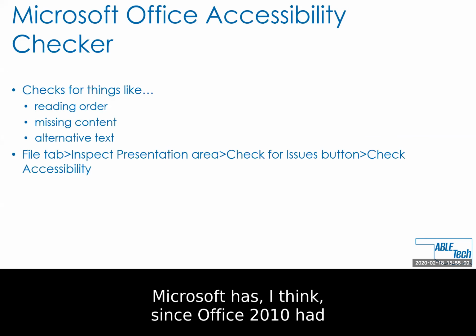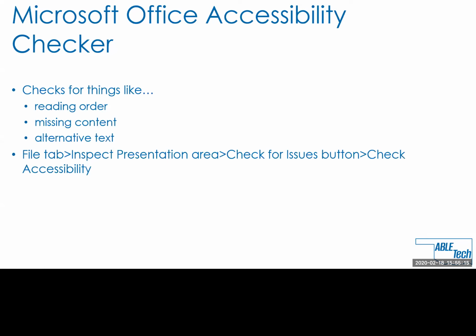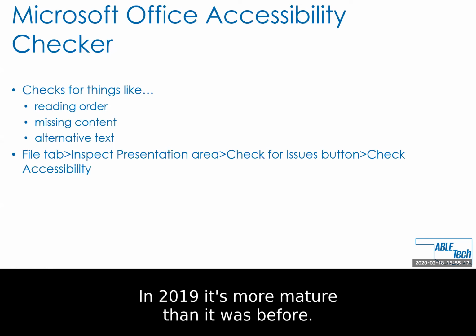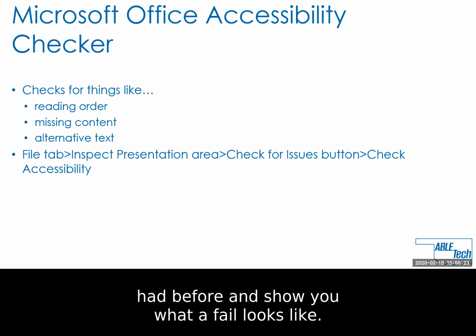Microsoft has, I think, since Office 2010, had an accessibility checker that's really, really helpful. In 2019, it's more mature than it was before. I'll show it to you here in just a sec because I want to show you that color contrast issue that we had before and show you what a fail looks like.